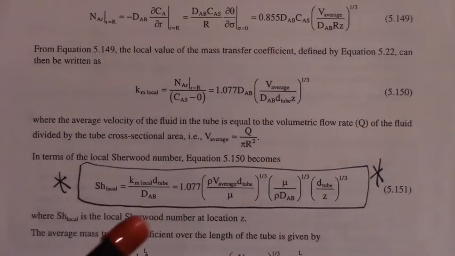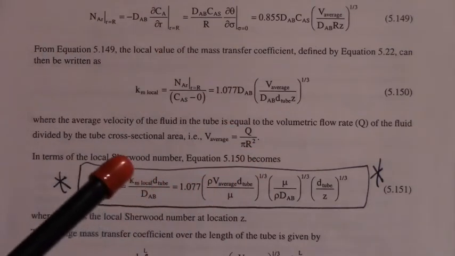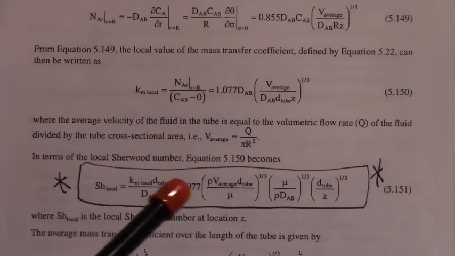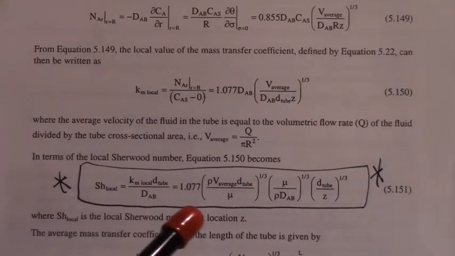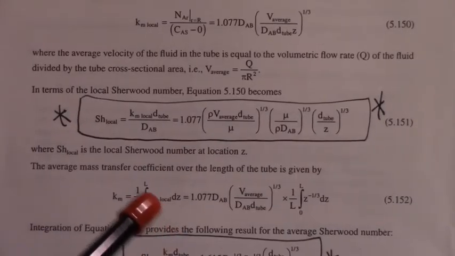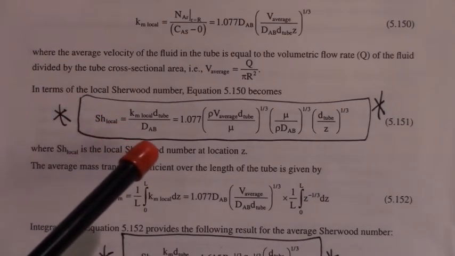So as you move down the tube, that is telling you that the boundary layer adjacent to the tube wall is getting thicker and thicker, and that reduces the mass transfer coefficient. If you play around with this equation, you can get it in the form of a Sherwood number, and this would then be the local Sherwood number.